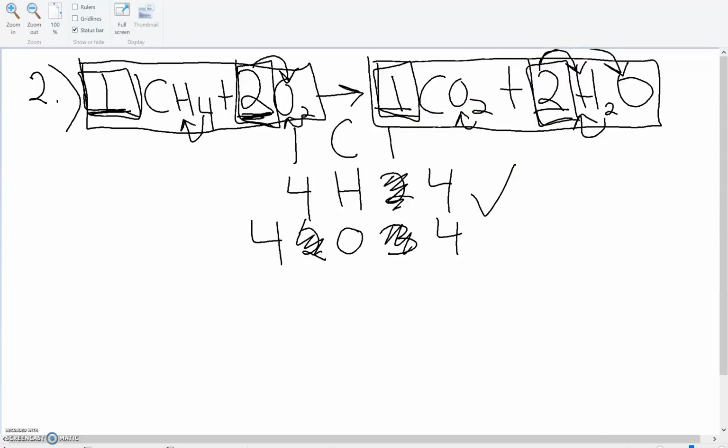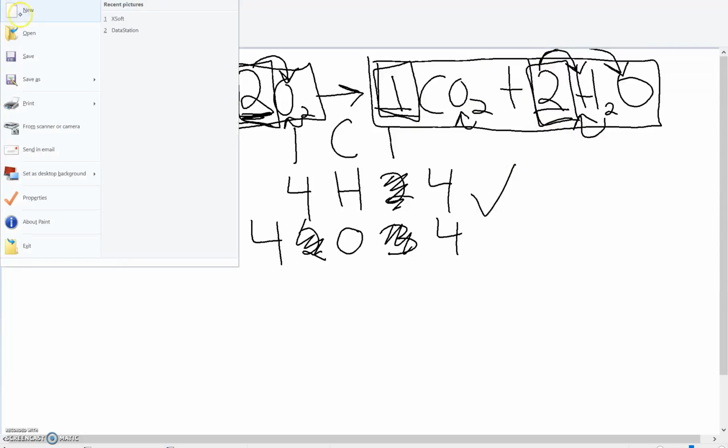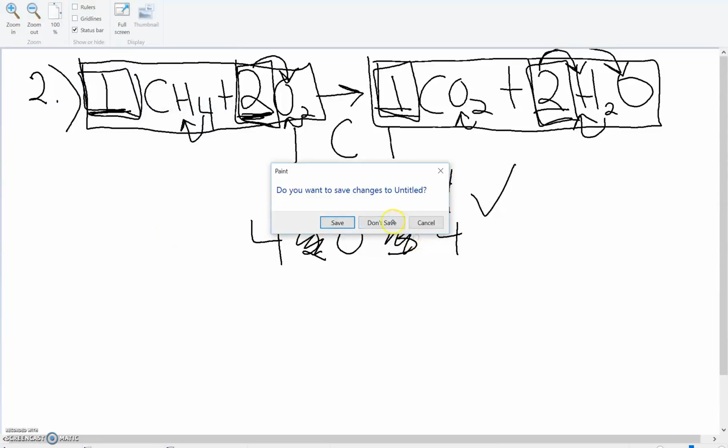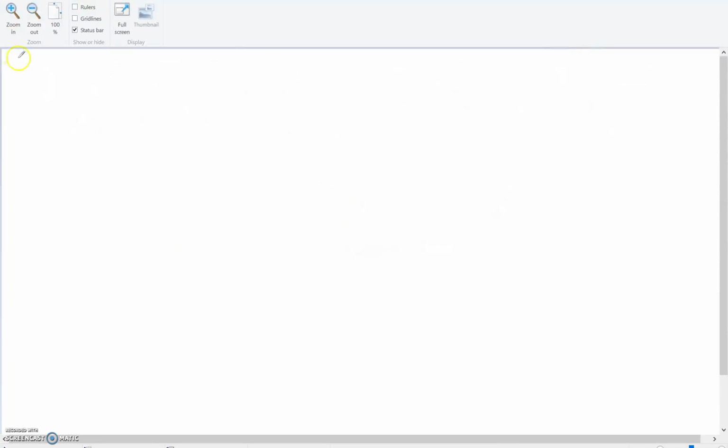Okay, and the last one. Okay, so for number 3, our last balancing a chemical equation. This would be a good time if you think you're feeling pretty good about balancing chemical equations. You might want to pause the video and then try it on your own. Then start playing it again and see if you got it right.